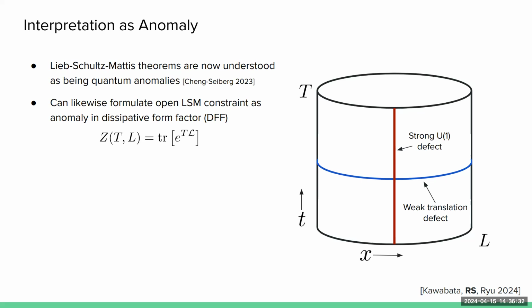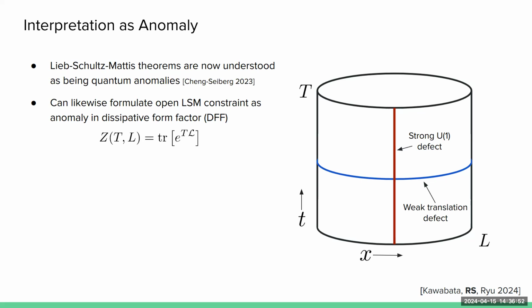So yeah, I won't go through the details of the construction, but I'll just say that you can also frame the LSM constraints that we've discussed so far in terms of anomalies of partition functions defined for these open systems. So basically the idea is you just have to construct some analog of the partition function. One thing you can consider is the Schwinger-Keldysh path integral.